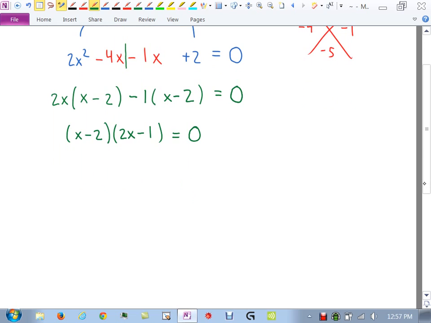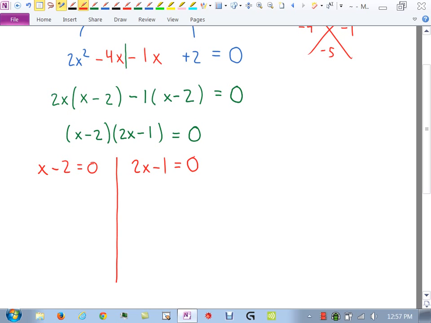At this point, it looks like the problem we just did, doesn't it? We have something times something equals 0. So now you just set each of those to 0. This is where I come in. I make two problems out of this. The first one is what? X minus 2 equals 0. The other one is 2x minus 1 equals 0. So there are my two new equations. And now I need to solve these.